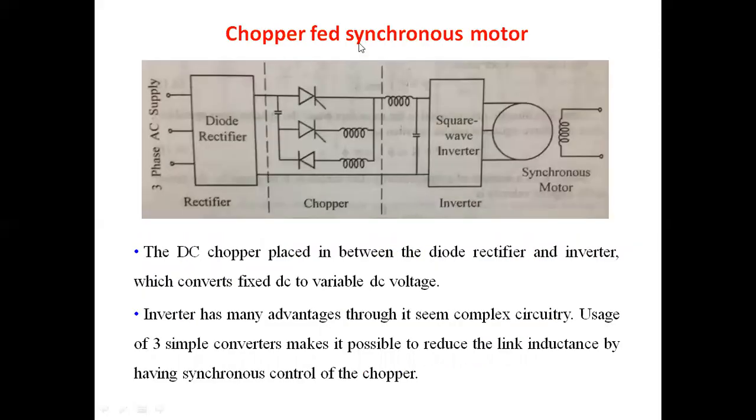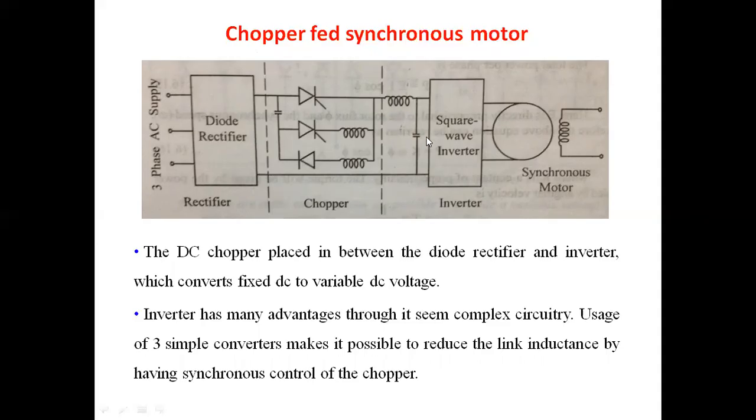The next one, chopper fed synchronous motor drive. With the help of a chopper circuit, how is the synchronous motor controlled? See the block diagram. The three-phase AC supply is given to the diode rectifier, which generates DC from AC. That DC is a fixed DC. To convert it into variable DC voltage, we are using the chopper circuit. This chopper circuit is a voltage commutated chopper. With its help, we are converting fixed DC into variable DC.